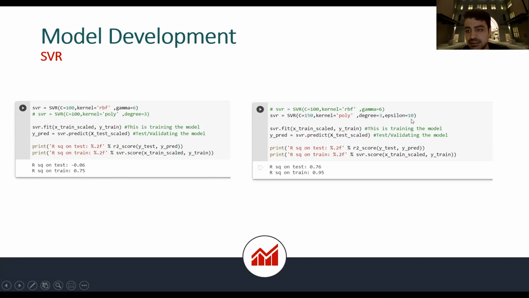And this epsilon is basically telling the model that this amount of variation is allowed, so you don't have to be that accurate. And I got an R-square of 76% on the test data and 95% on the train data, which honestly I was surprised by myself. I didn't think I would be able to get this high. But as we said before, generally, it might not be valid at all.